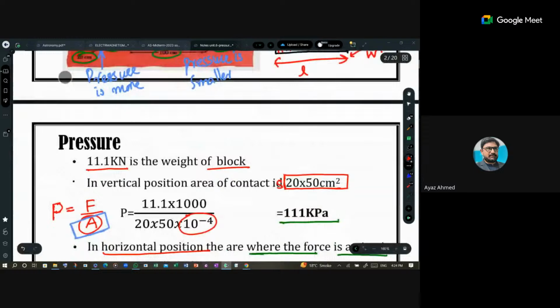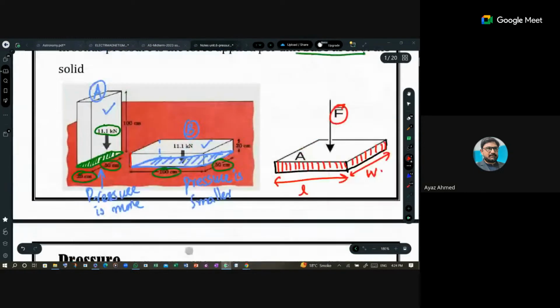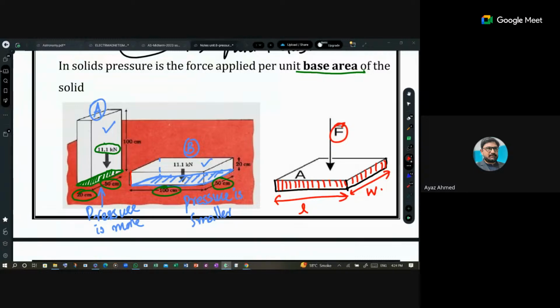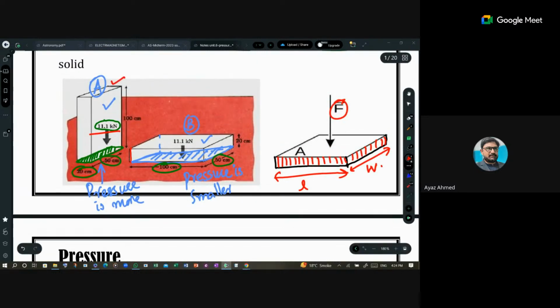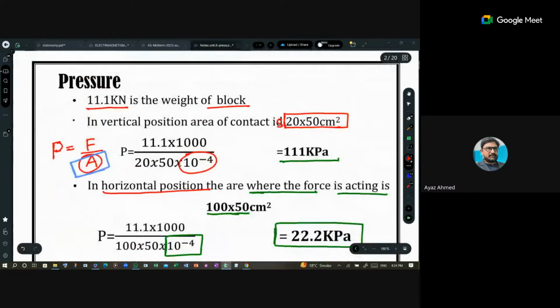So in this case, I have a brick, and that brick has a weight of 11.1 kilonewton, and it is placed in two positions. Position A is such that its base area is 20 times 50. So 20 times 50 is the area, and 11.1 kilopascal means it is the total force divided by this area. And then I will put it here.